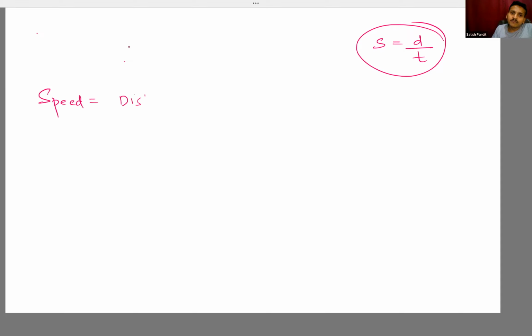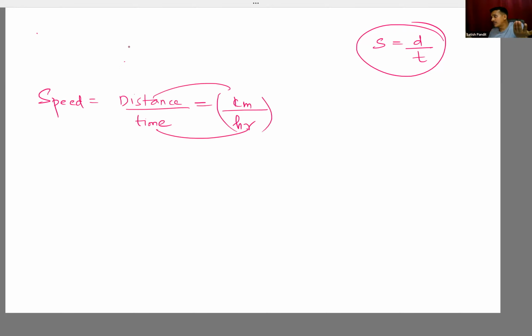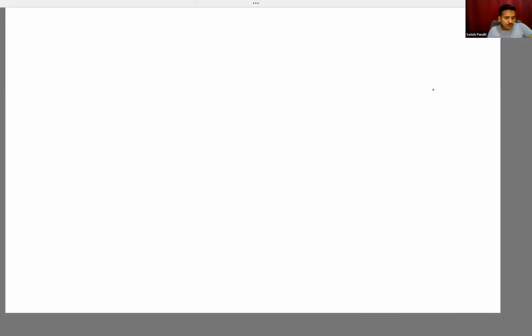All of you know that speed is equal to distance by time. Suppose distance is in kilometer and time is in hours, so speed will become kilometer per hour, right? Same way, if distance is in meter and time is in seconds, it will become meter per second. So the question is like this, or maybe I will still convert this.